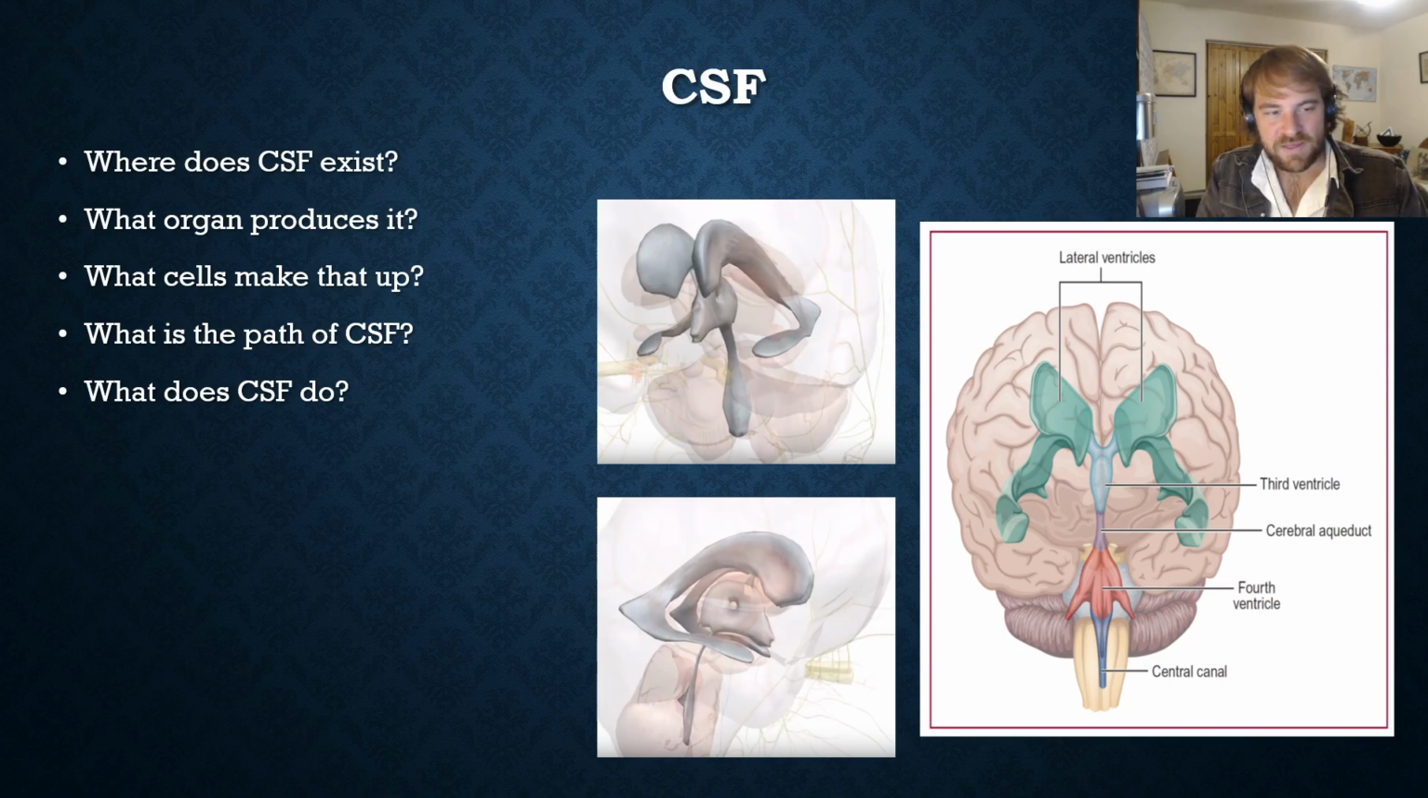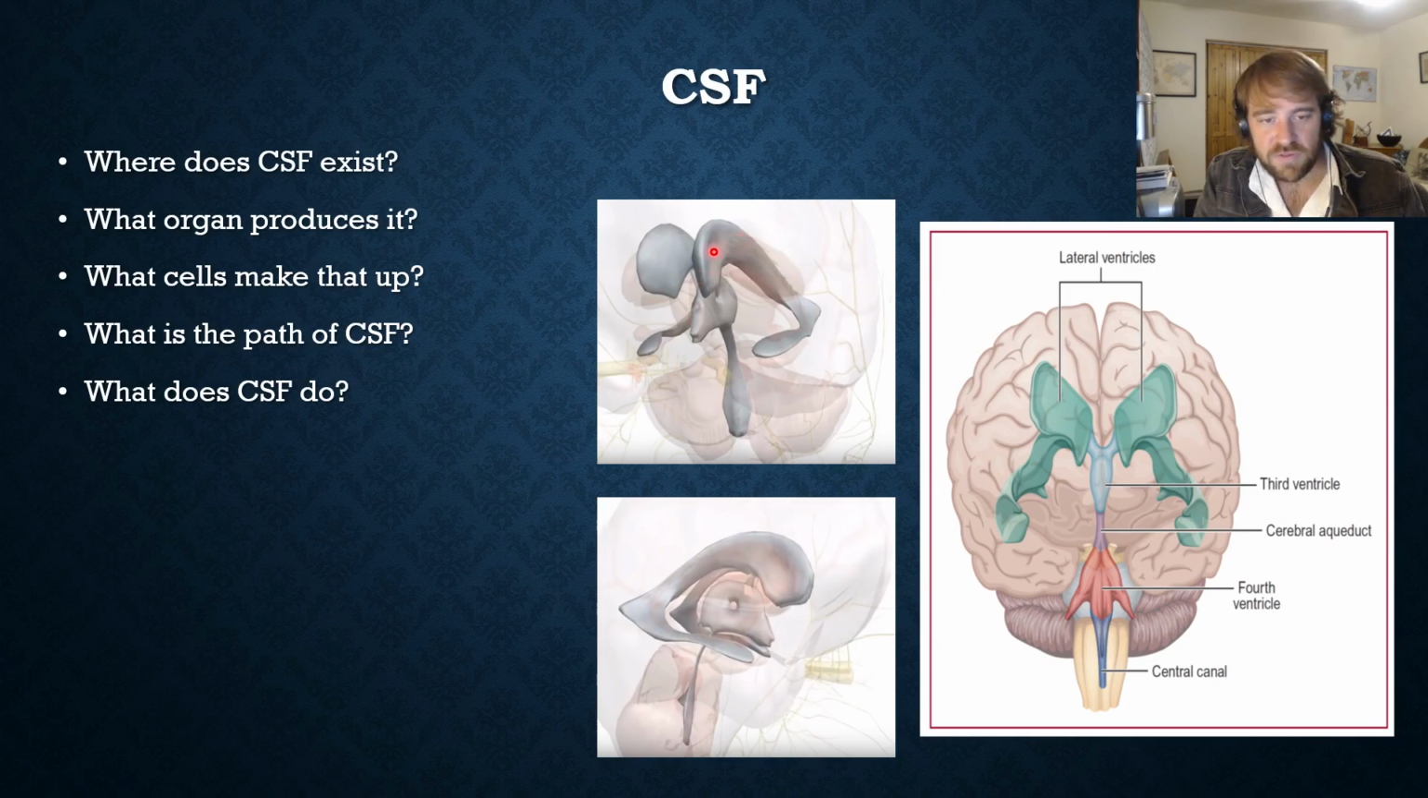What is the path of cerebrospinal fluid? Well, we've got a whole video on that. But in general, most of the cerebrospinal fluid is going to be produced in these lateral ventricles right here.